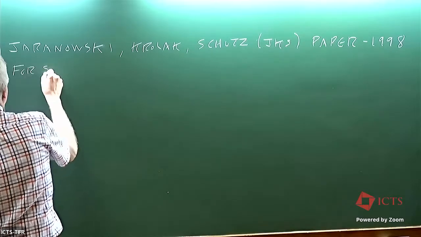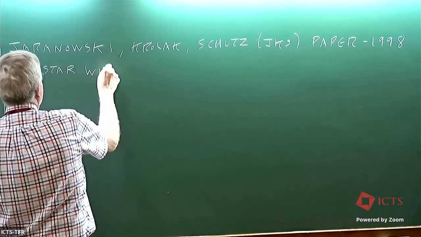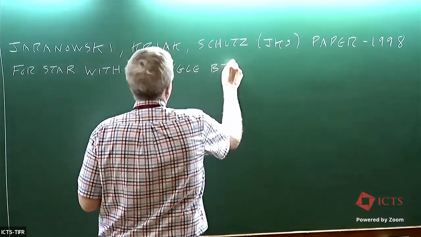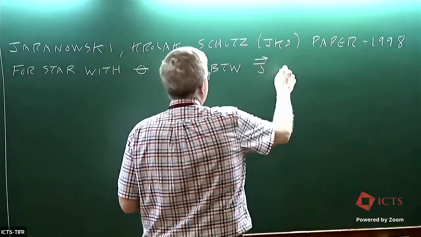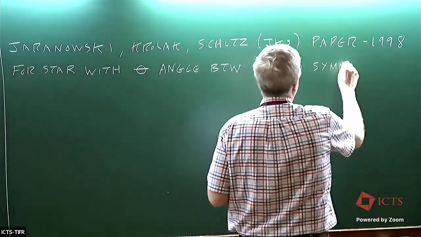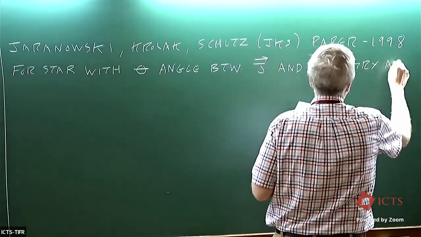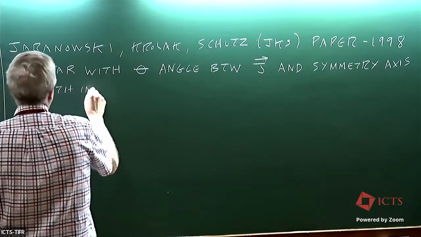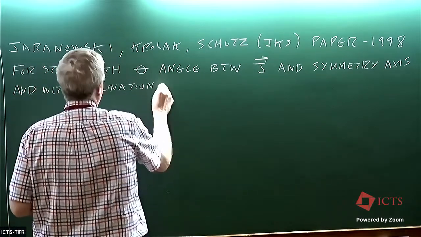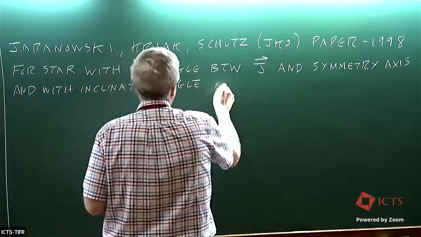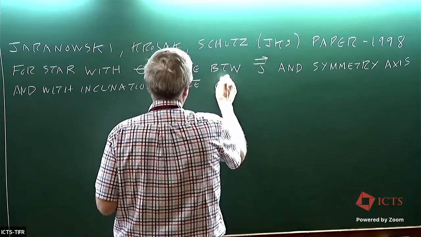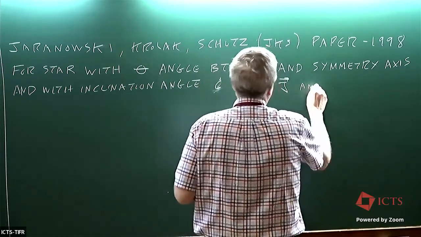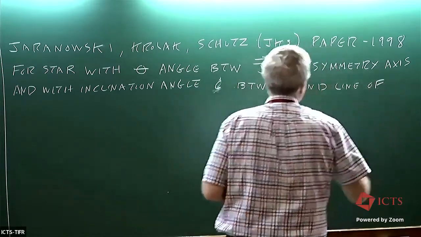We imagine a star with an angle theta between the angular momentum vector and the symmetry axis, and with an inclination angle iota, I always end up putting the dot on it to call it an i, but it's really a Greek letter, iota, between J and the line of sight to the observer on the Earth.